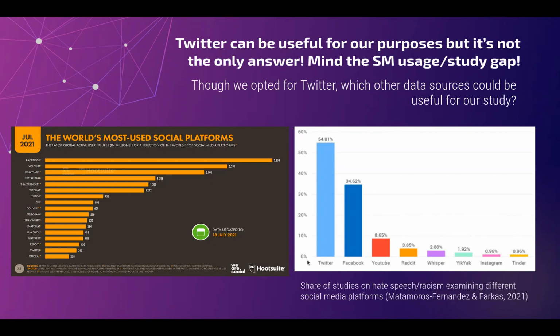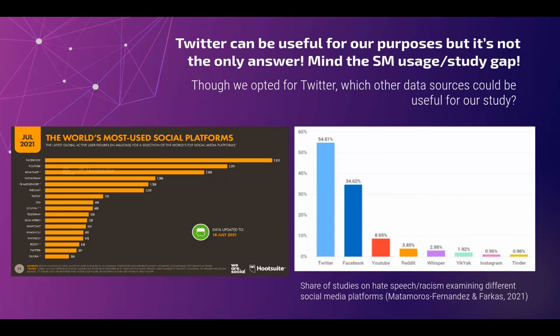And as you can see, over 50% of studies examined Twitter, then there was Facebook, YouTube, Reddit, etc. I think only one study in their sample, maybe two, looked at Instagram. So as you can see, Twitter is the most studied platform, even though it is by far not the most popular platform. That's what I refer to as the social media usage and study gap.